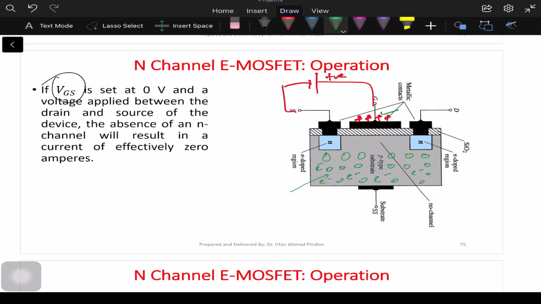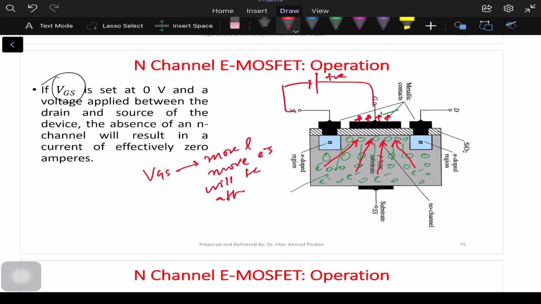If we see, first of all, we had holes only, right? And since we are applying the positive voltage, these holes will try to move downwards because they will be repelled by the positive charge, and as a result, these electrons will try to shift here. Why will these electrons try to shift upwards? Because you are applying a positive voltage, and as you gradually go on increasing the VGS, you will see that more and more electrons will be attracted towards the channel.